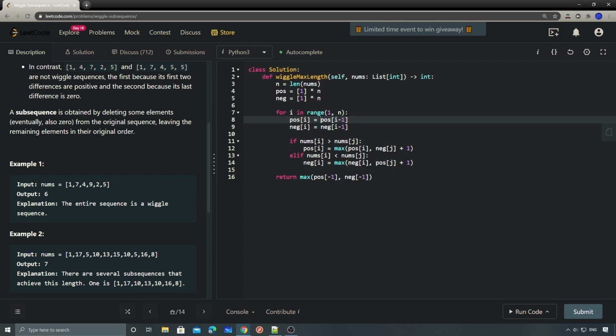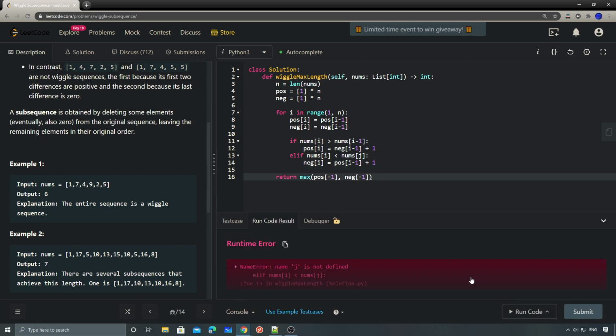And then here, if the current one is greater than the i minus 1, it means that the positive has one more. And then we can simply do a negative of i minus 1 plus 1. Remember, the difference has to alternate. That's why the first one has to be negative i minus 1 plus 1, and similarly this one has to be positive i minus 1 plus 1. So in the end, we can always simply use this one.